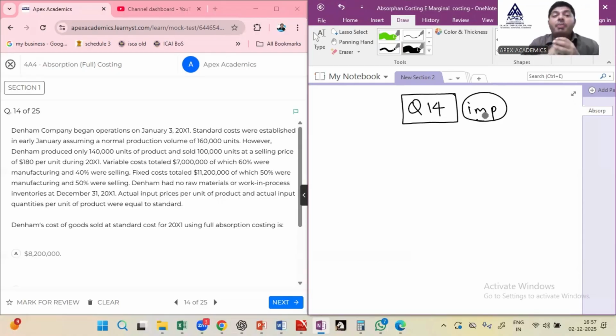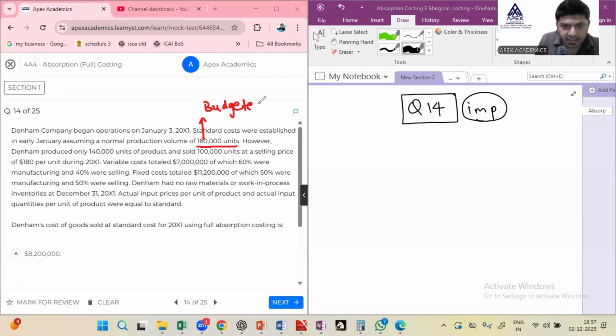Denham Company began operations on January 3rd, 2001. The standard costs were established in early January by using a normal production volume of 1,60,000 units. This clearly shows that 1,60,000 units are your budgeted units. Please try to understand.